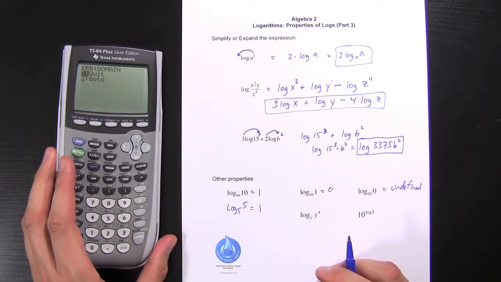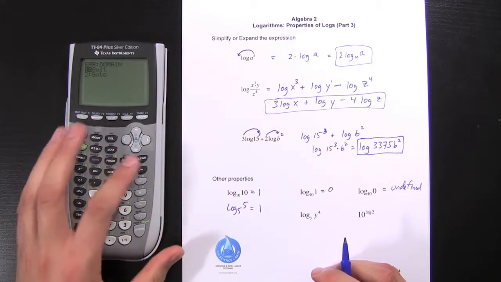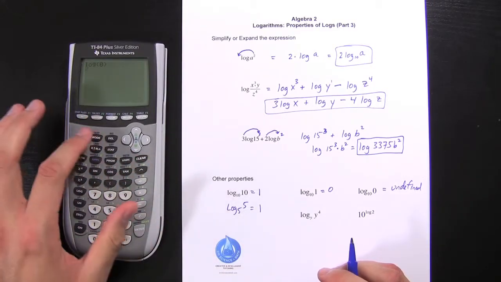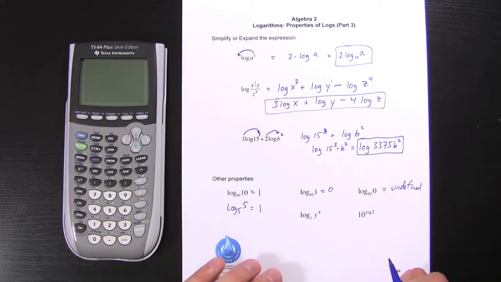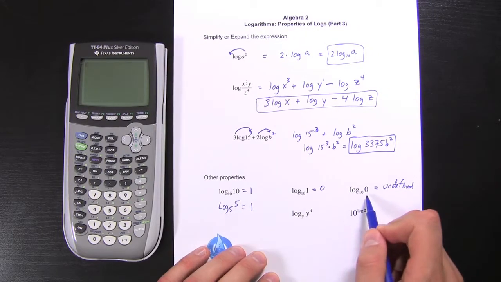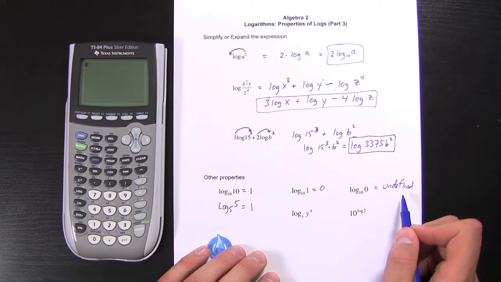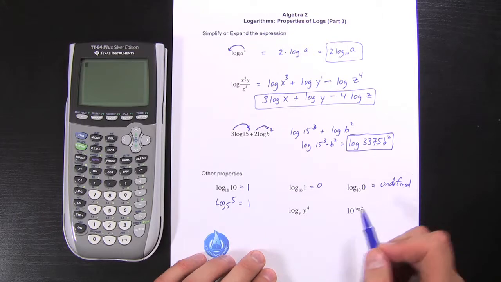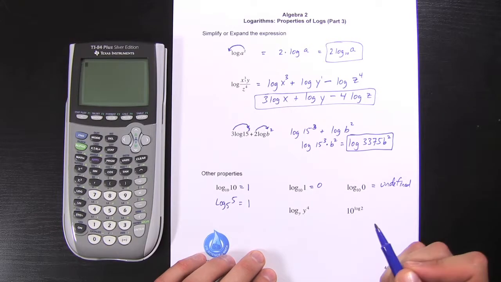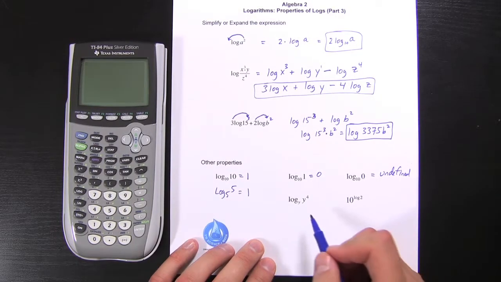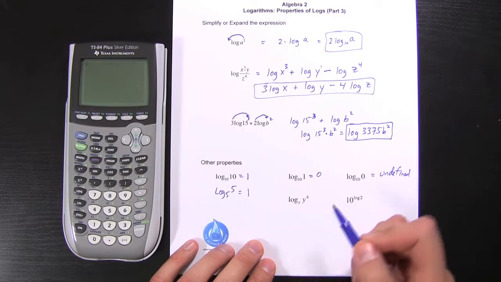See, it says error in the domain. I put a number in I wasn't supposed to. All right, so let's just pretend that didn't happen. Okay, so here the log of 0 is undefined. We don't know where that is. All right, now here's a fun trick that deals with logarithms. And again, think of these like tools in your toolbox.